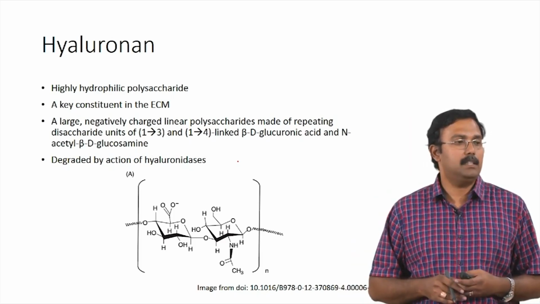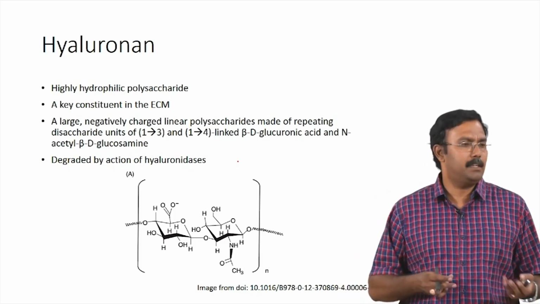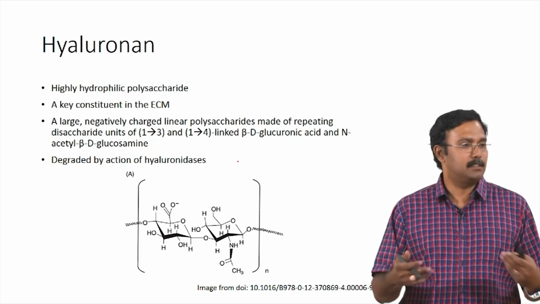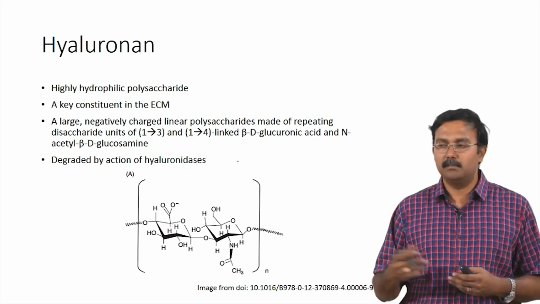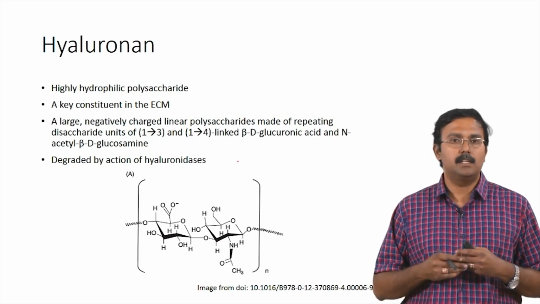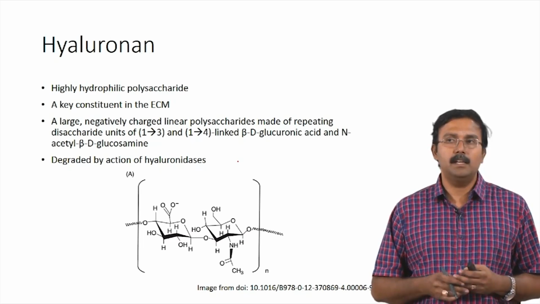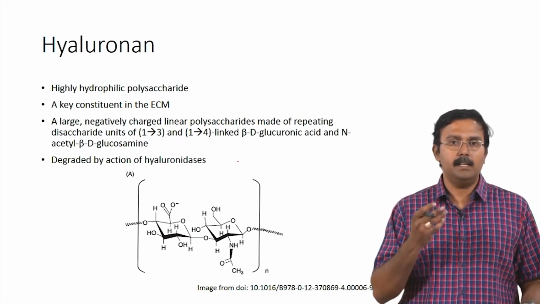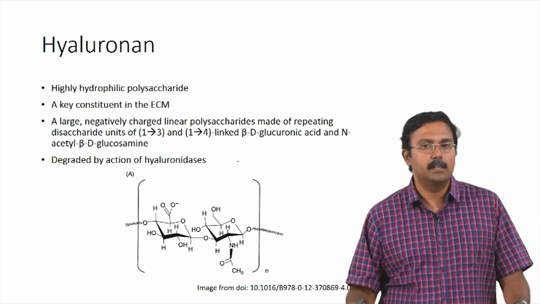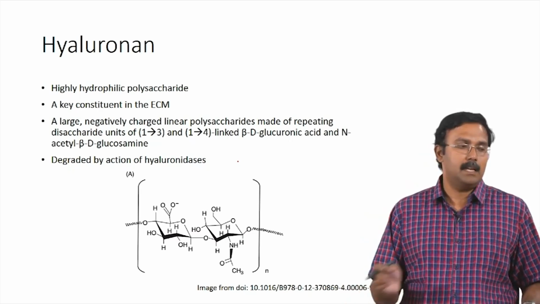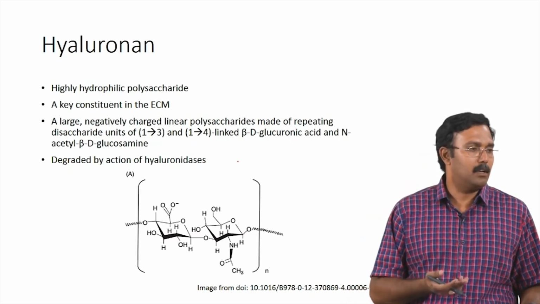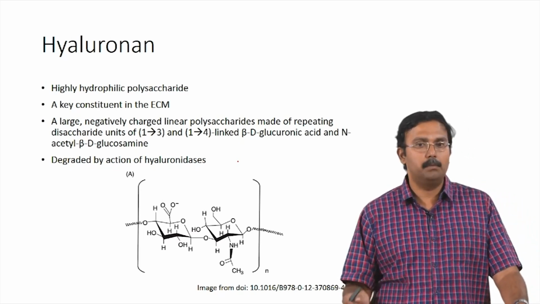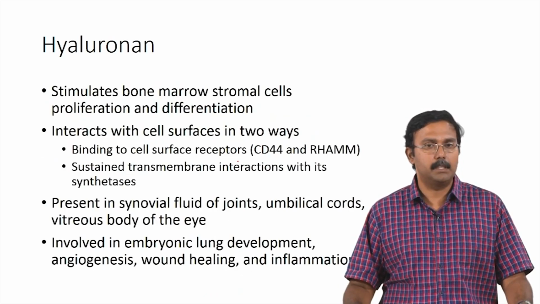Hyaluronan is a key component in your ECM. It has a lot of biological functionality. So, it makes sense to try to use it for your tissue engineering applications. It is a large negatively charged linear polysaccharide made of repeating disaccharide units containing glucuronic acid and N-acetyl glucosamine. This can be degraded in your body by the action of hyaluronidase, and because of this it is degradable and it is not a problem, you can use it for any tissue engineering application.